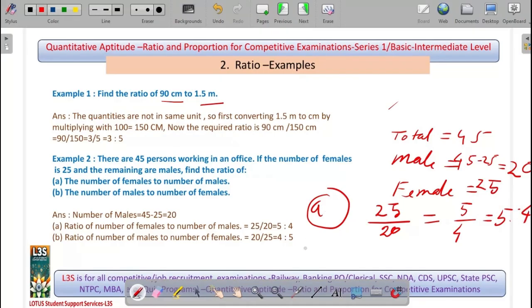This is A. Now B, what they have asked is the number of males to the number of females. So it will be the reverse. This will be 20 by 25, so this will be 4 by 5. 4:5. This is how it is.